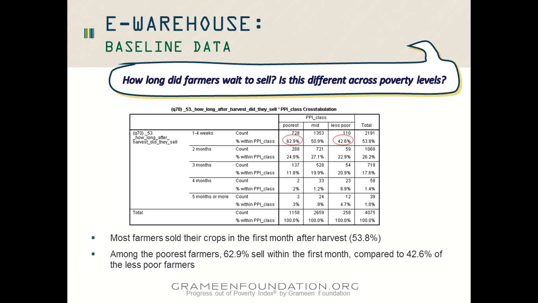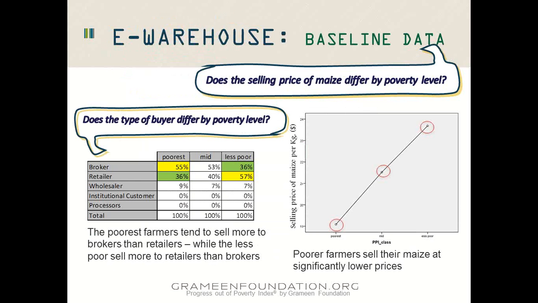Just moving on then to the one last slide about this particular project. We also wanted to know if there were differences in who the farmers sold to and selling prices based on poverty levels. We found that 55% of the poorest farmers sold to brokers compared to just 36% of the less poor. And conversely, 36% of the poorest sold to retailers compared to 57% of the less poor.